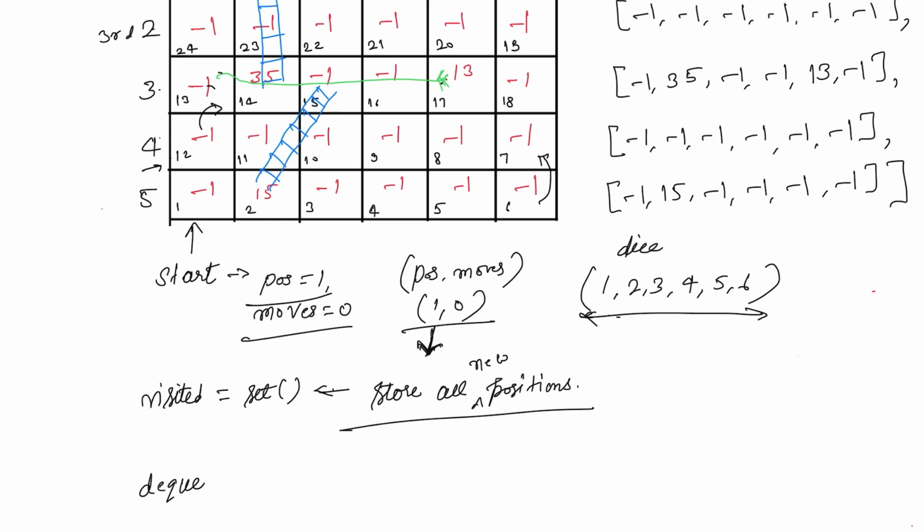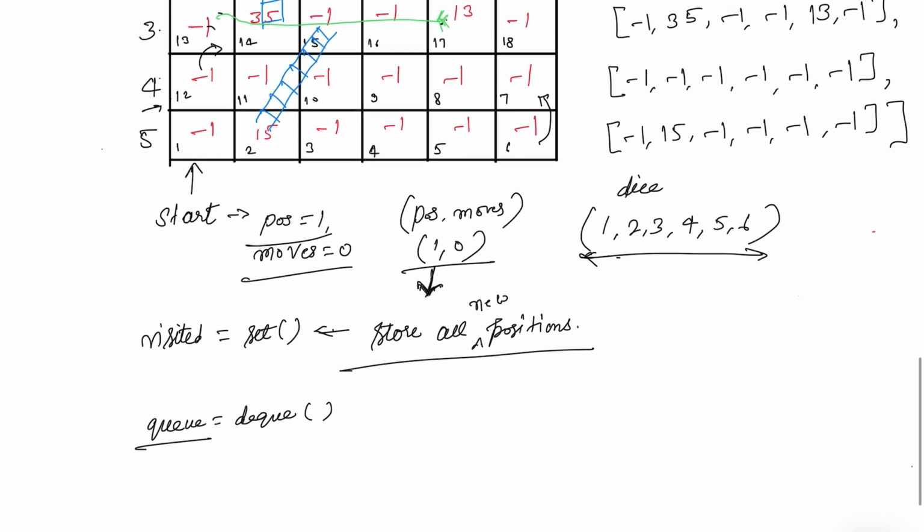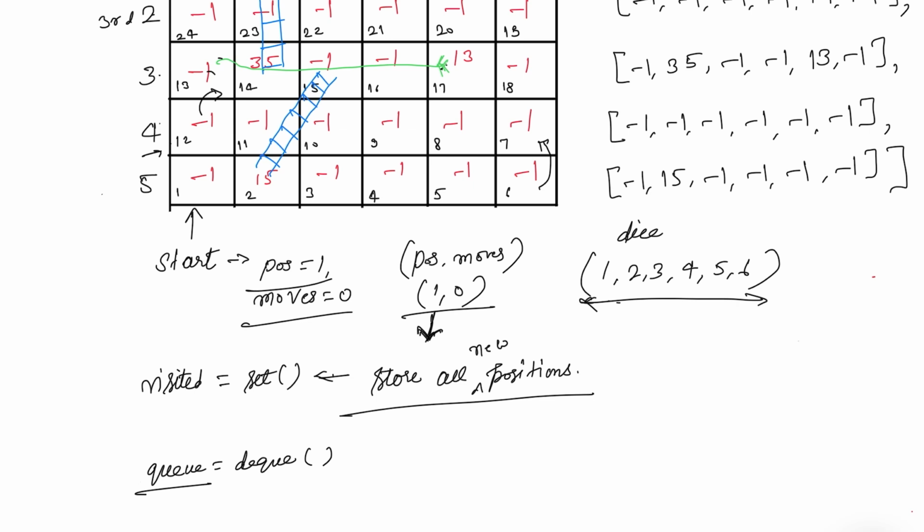This will be a dq, so just name it q only. We will define one q, that will be a dq. This is q, this is dq. So in both directions it can be popped and pushed, appended. Okay, so in this q we will store all new positions and moves. So here this is the position and moves.